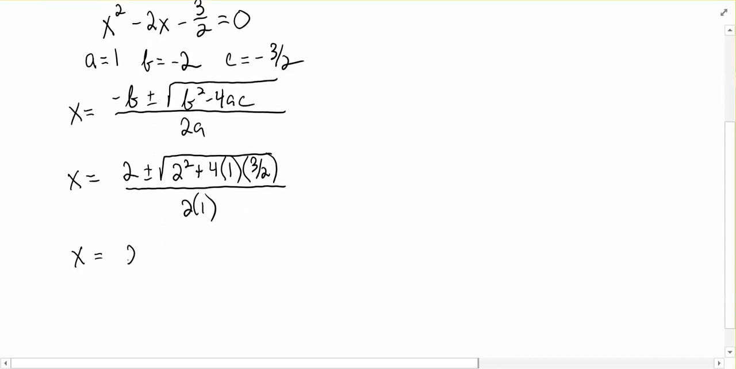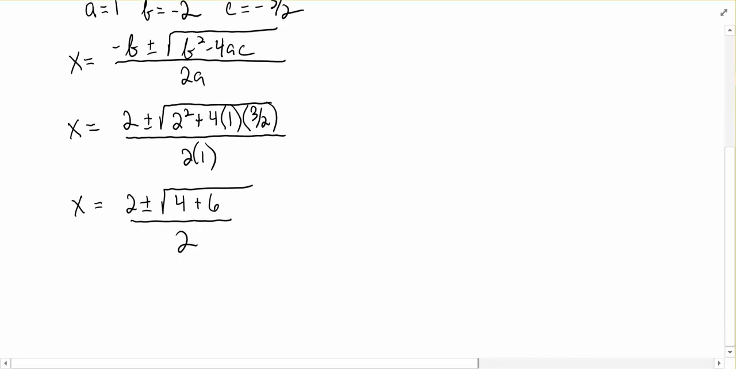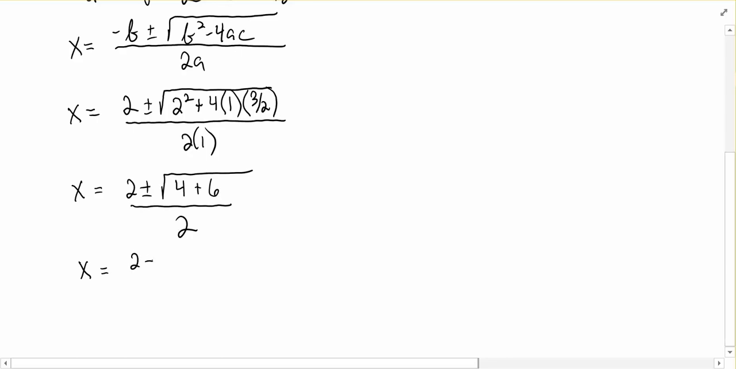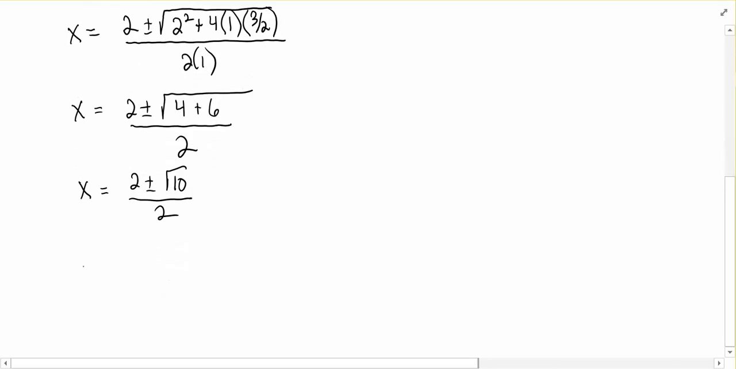Writing it this way is going to make our lives easier, because now 2 squared is 4, and 4 times 3 halves is 12 halves, or 6. So we have 2 plus or minus the square root of 10 over 2. Now, I would leave the answer like this. If you want to simplify, then that 2 needs to distribute into both the first and second term. So this would become 1 plus or minus root 10 over 2, and root 10 over 2 doesn't simplify.